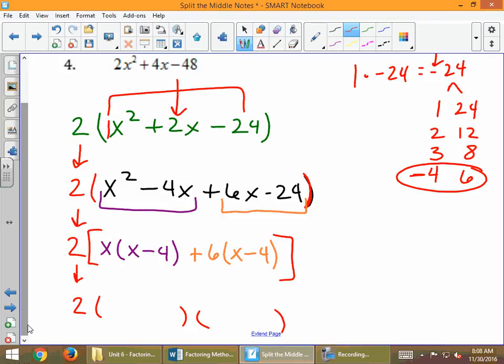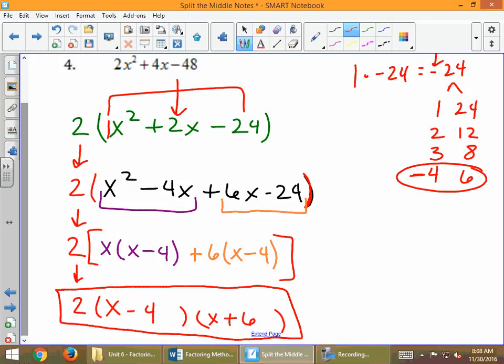And then finally, how are you going to fill in those parentheses? 1x minus 4 plus 6, and the GCF of 2 out front. Done. And again, you notice the number in front is 1. Use the shortcut, just write those numbers. If you don't recognize the shortcut, just use the middle and you're going to get the right answer.